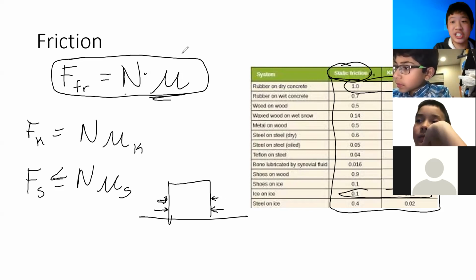Static friction is actually a changing value. It depends on the amount of force that I'm applying to the object. If I apply more force, then static friction will increase. Does anyone have any questions about this?